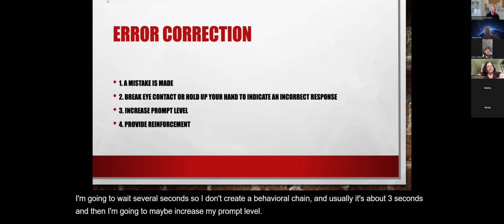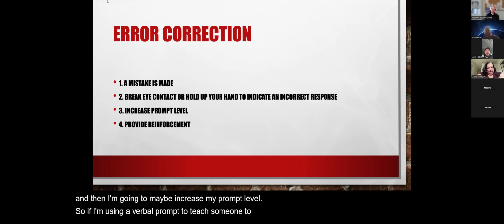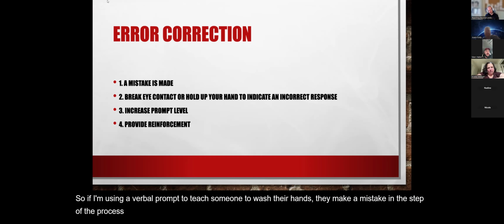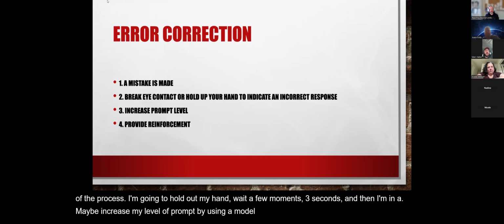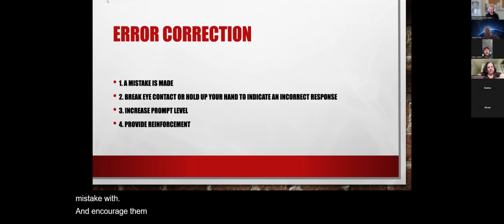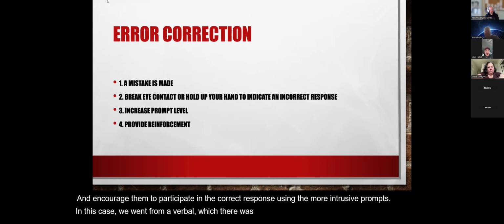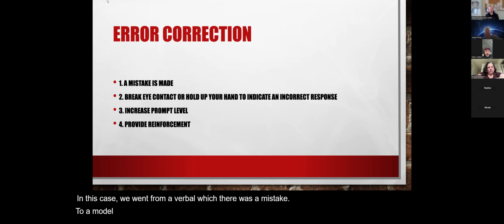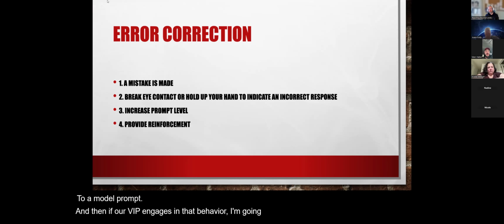So if I'm using a verbal prompt to teach someone to wash their hands, and they make a mistake in a step of the process, I'm going to hold out my hand and wait a few moments, 3 seconds. And then I'm going to maybe increase my level of prompt by using a model prompt. Show the VIP that step that they made a mistake with and encourage them to participate in the correct response using the more intrusive prompt. In this case, we went from a verbal prompt, which had a mistake, to a model prompt. And then if our VIP engages in that behavior, I'm going to provide that moderate level of reinforcement.